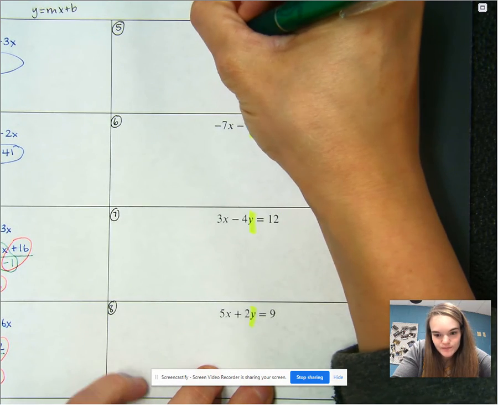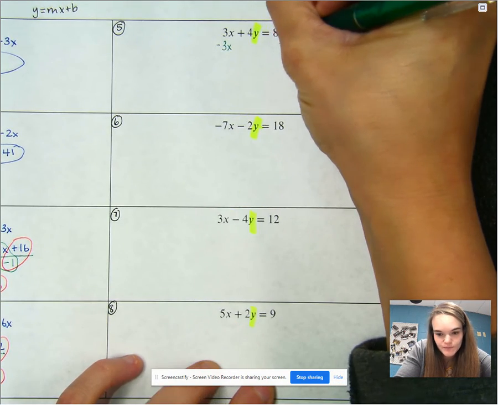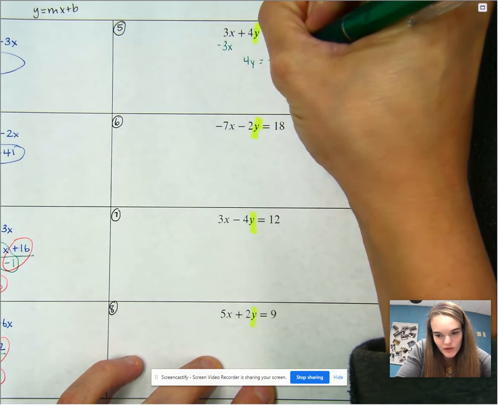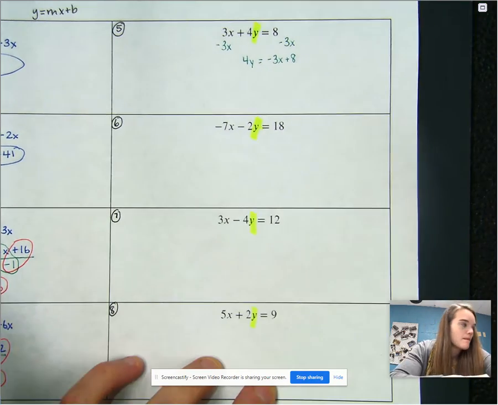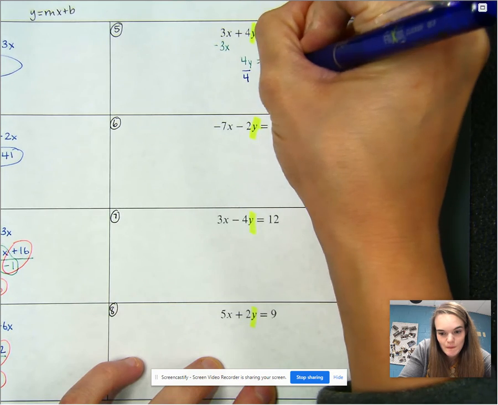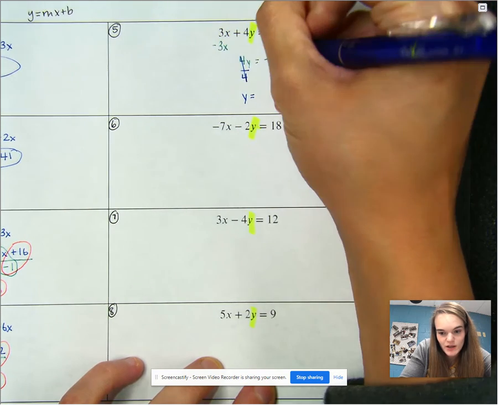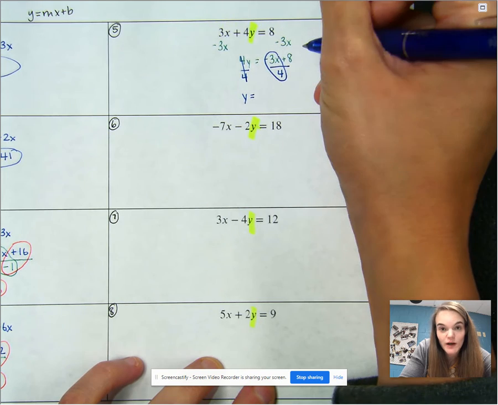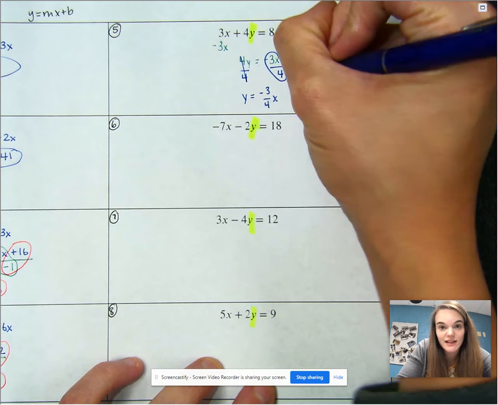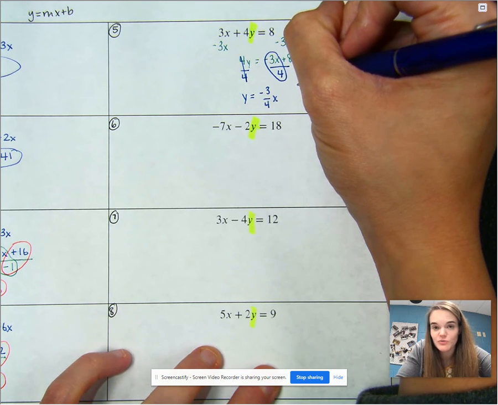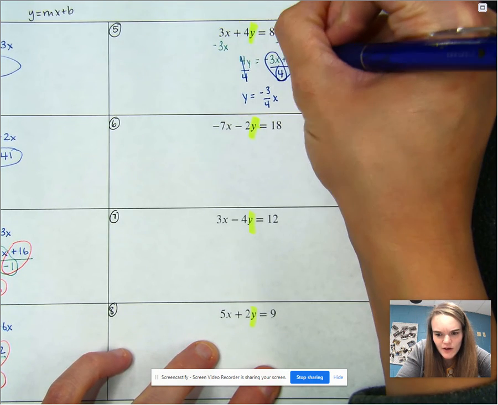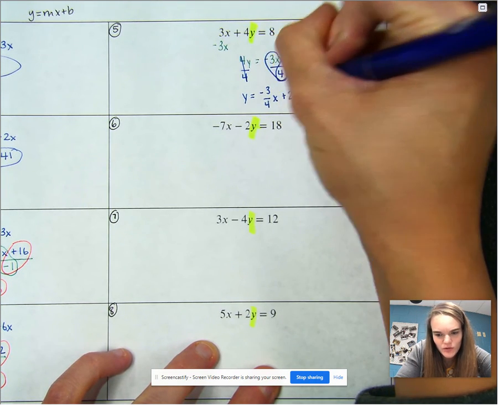Subtract 3x, because we always move the x's over. 4y equals negative 3x plus 8. Divide by 4. Y equals negative 3 divided by 4 is 3/4. Negative 3/4 x. Yes, leave it that way. Do not give me a decimal, which means pause it to erase if you got a decimal. 8 divided by 4 is plus 2.